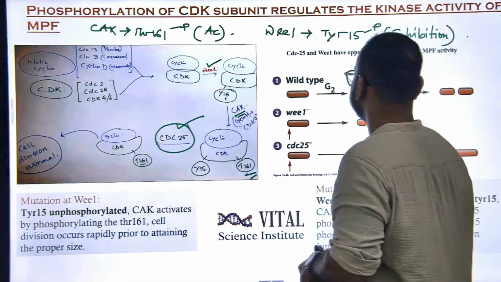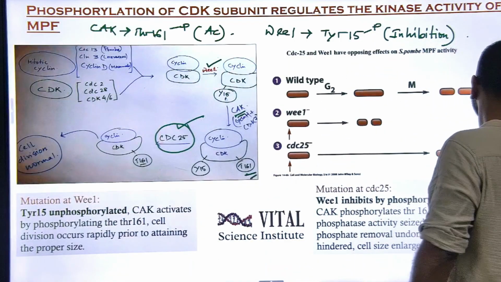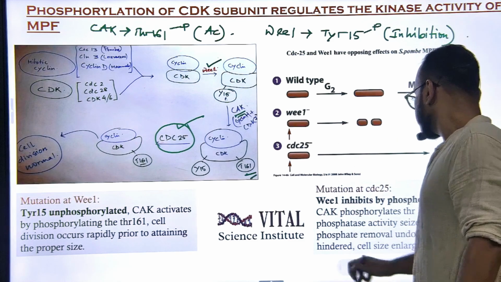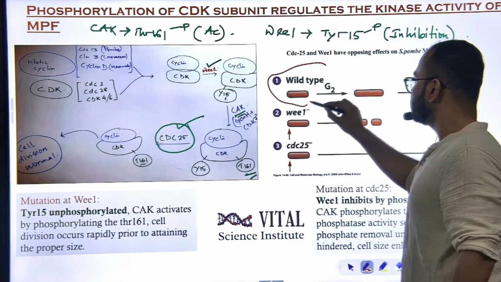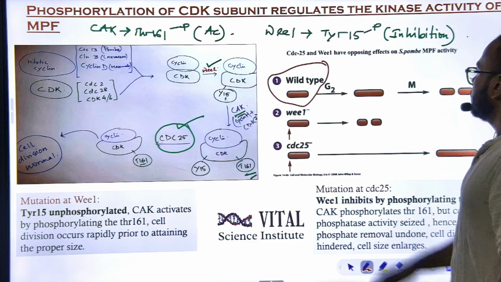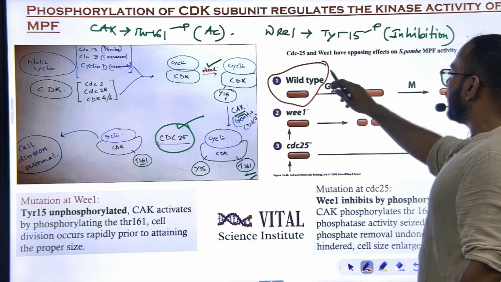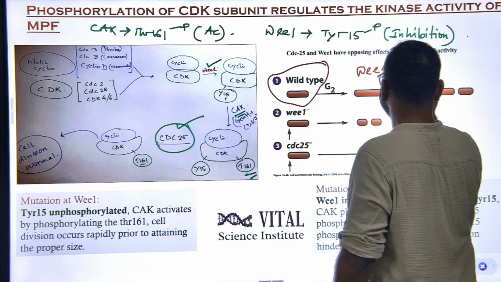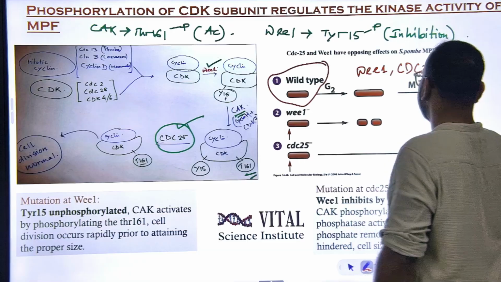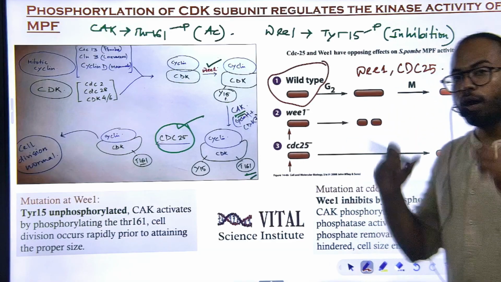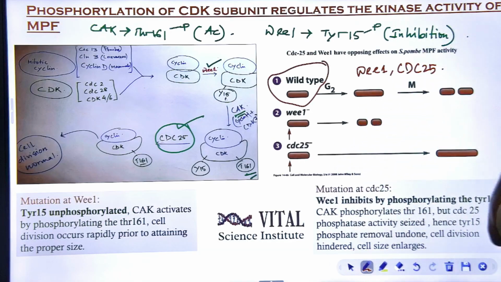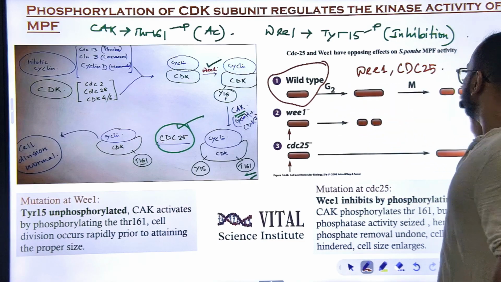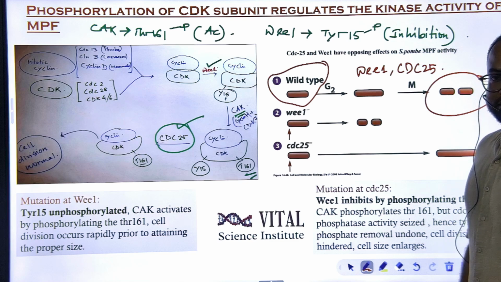Just like this. So, this is our wild type. Within wild type, wild type means both V1 and CDC25 are present. There is no problem with it. So, it will undergo division forming two distinct cells.